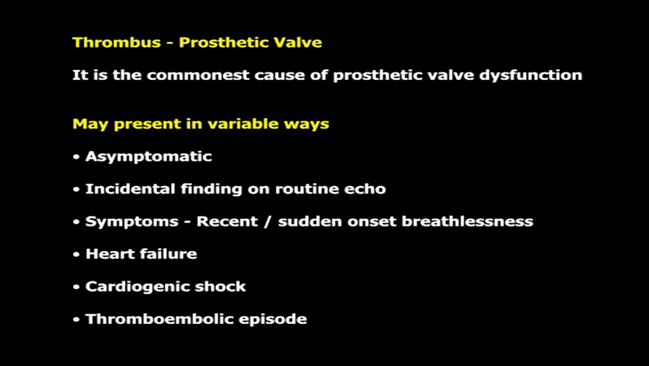It can present in variable ways. It can be a small thrombus, not visible, and the patient can be asymptomatic, or it can be a slightly bigger thrombus wherein you have a little bit of higher gradients during routine echo, or it can be in the critical care in the emergency when patients suddenly come with sudden onset of breathlessness, and they can come with acute heart failure, cardiogenic shock, and they can also come with thromboembolic episodes.